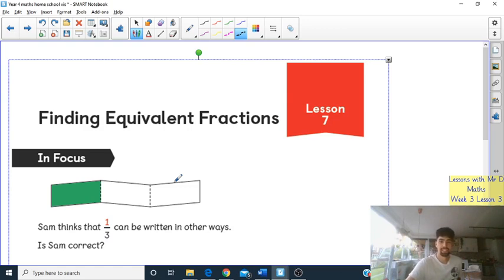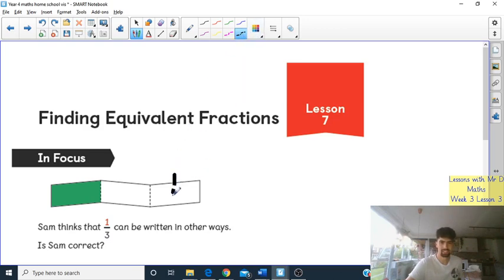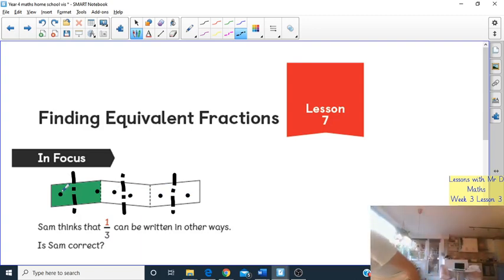Well, my pen's in a convenient position. We should know he is right because we did do this last lesson. We can split our thirds again, and I've still got equal parts, but this time I've got 1, 2, 3, 4, 5, 6 equal parts. Nothing has changed to the whole, it's only the fraction that has changed. So the green bit is a third, and a third can be the same as 2/6.